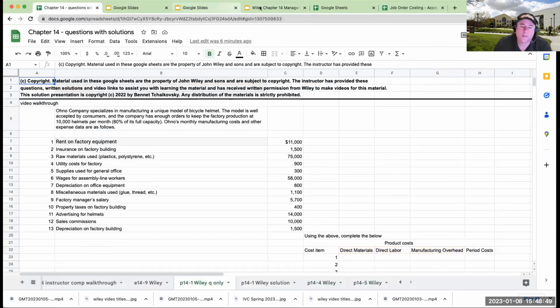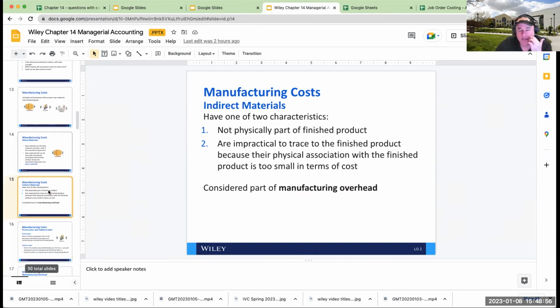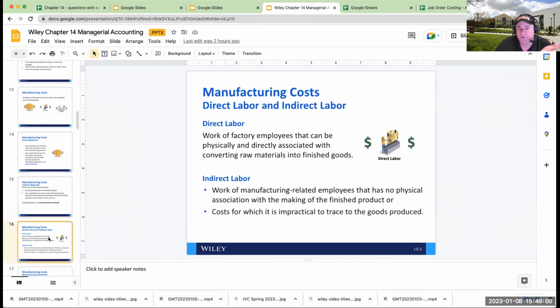Okay, so let's come back over here. We've got indirect materials. Again, we can't relate it directly to the product, so it's going here. Don't worry about that for now. You'll see it in chapter 15. Okay, so direct labor, indirect labor. Direct labor, I can tie directly to a product. Indirect labor, if I have a supervisor that's supervising a bunch of different jobs, that's going to be indirect labor because I can't tie it to one particular job.